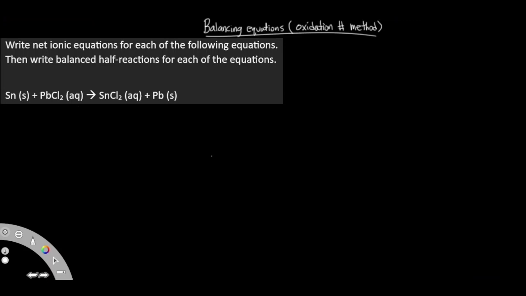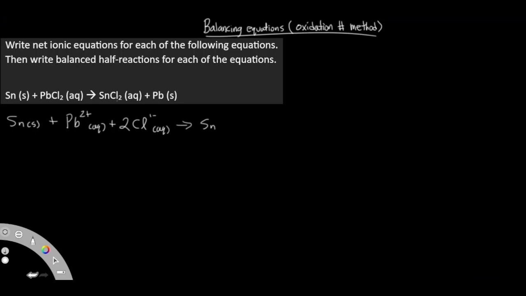Okay, write balanced half reactions for each of the following equations. But it does say that we have to write net ionic equations first. So we have our Sn, solid, and of course this can be broken up. So we're just going to change this. Pb has a charge of 2, so we'll put that 2 plus up there. It is aqueous. And then there are 2 chlorines, and we know chlorine has a charge of -1, so we'll put that over there. Okay, so now let's yield it.